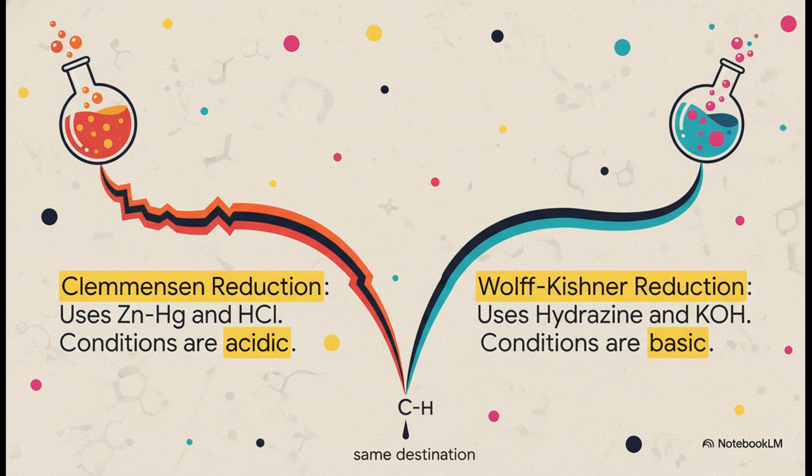How do you choose? Well, it all comes down to what else is on your molecule. The Clemmensen reduction happens in a super acidic environment. If you have anything else on your molecule that might get destroyed by acid, that's a no-go. That's when you turn to Wolff-Kishner. It uses a strong base, so it's the perfect choice if your molecule is acid-sensitive. Two totally different paths to get to the exact same place.